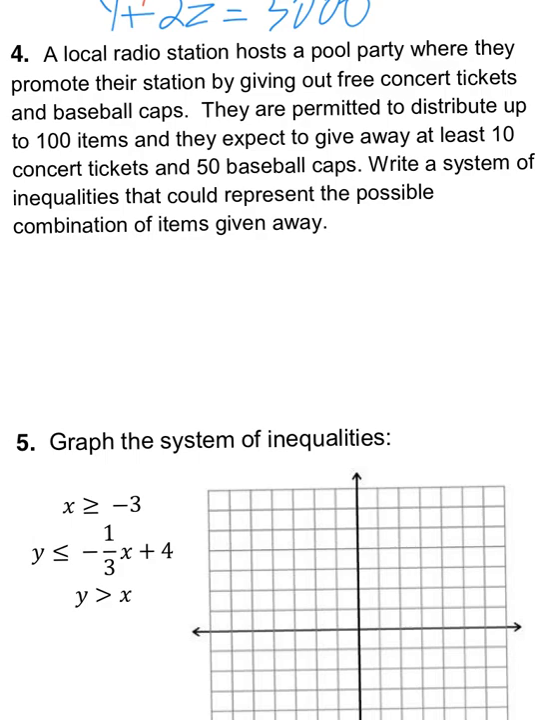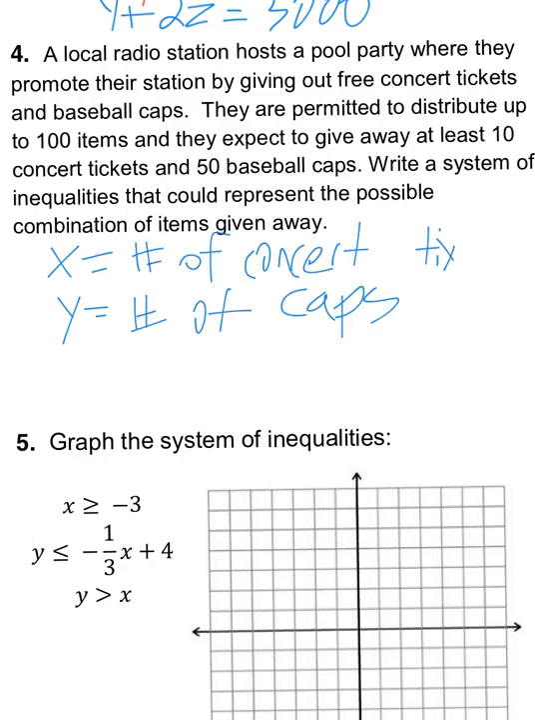Let's see, what do we have control over? Those will be our variables. We have control over the concert tickets and the baseball caps. So, X can be the number of concert tickets and Y can be the number of baseball caps. It says they're permitted to distribute up to 100 items. So if I say X plus Y, this is an inequality, so don't say equals 100. You can distribute 100 or less, up to. So that's going to be less than or equal to 100.